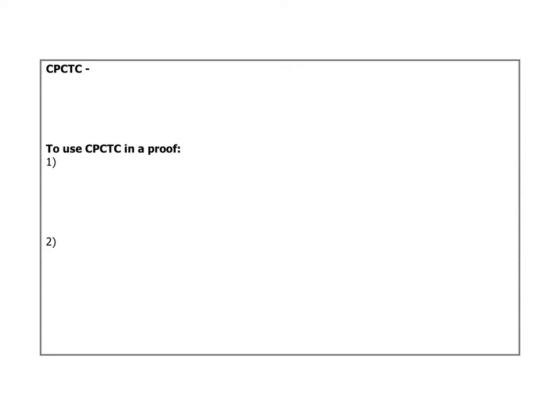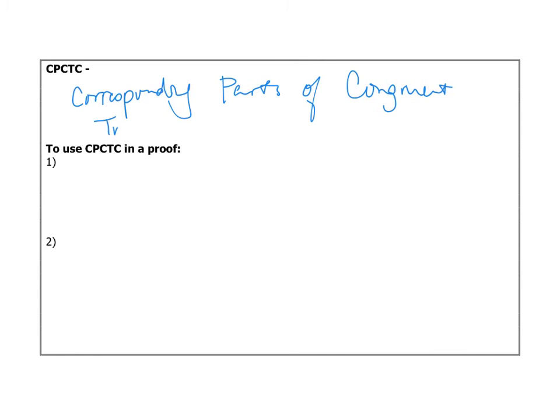So to summarize, we have just talked about CPCTC. It's not just a tongue twister that geometry teachers like to use every now and then to make us sound smarter than we are, but rather it stands for corresponding parts of congruent triangles are congruent. Again, it stands for corresponding parts of congruent triangles are congruent.